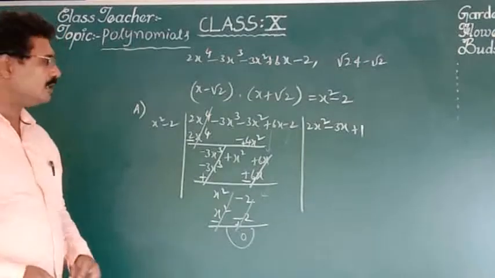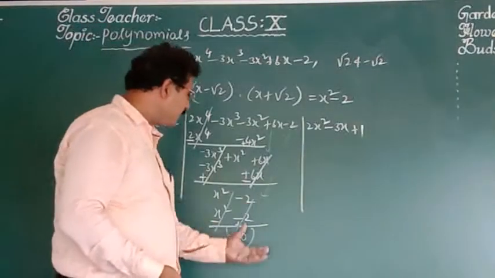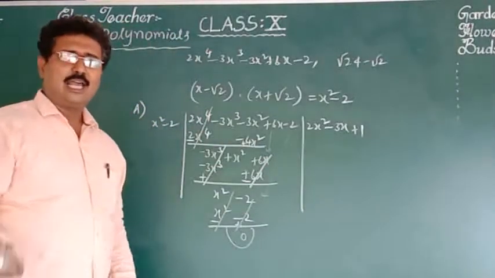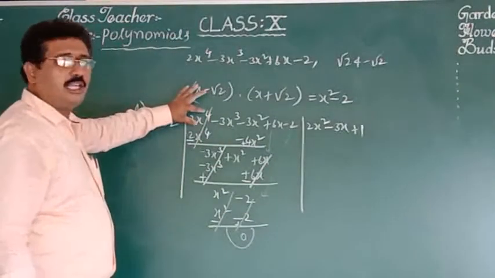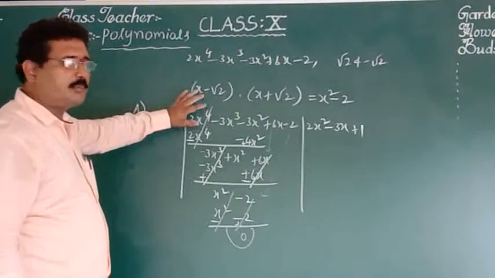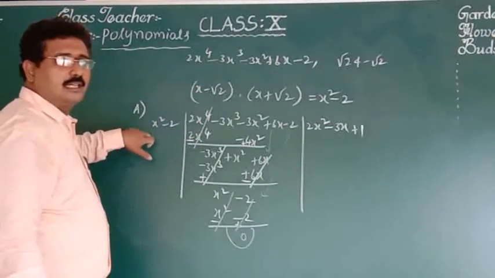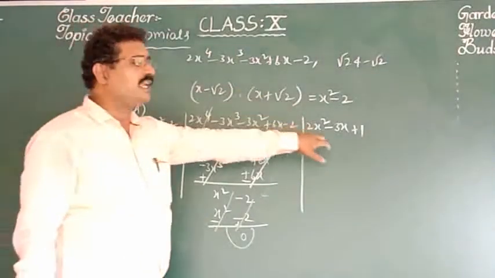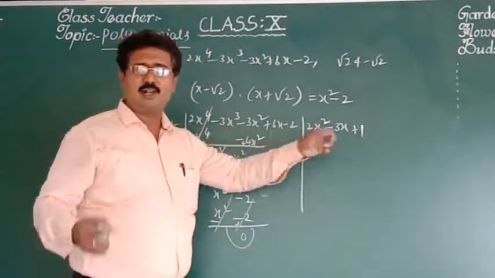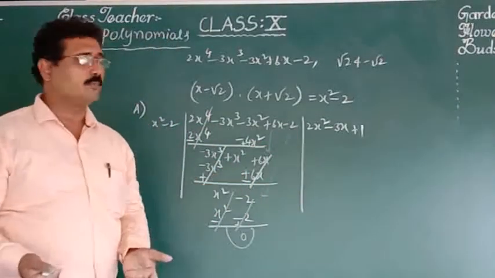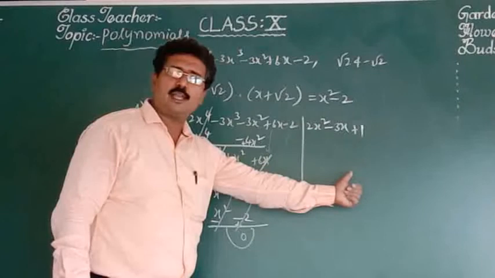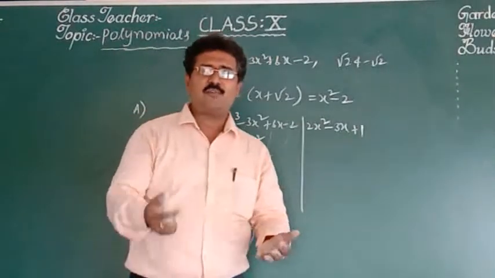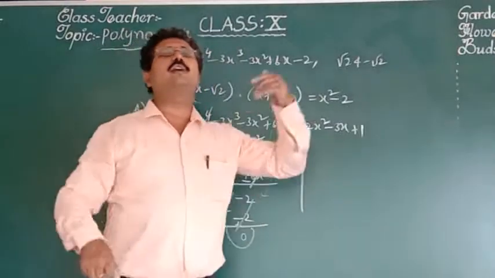Now I have to find the other zeros. If the remainder is 0, it is a factor. Now it is a 4th degree polynomial. If you divide a 4th degree polynomial by a quadratic polynomial, you get again a quadratic polynomial, because x square into x square is x power 4. After getting the quadratic polynomial, you already know how to factorize it, and after getting the factors, you know how to find the zeros.